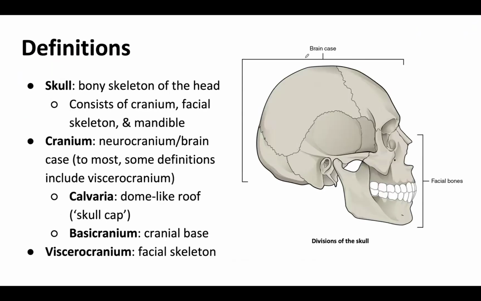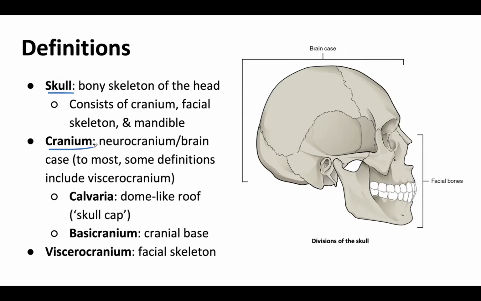So we've all heard the words skull and cranium before, but do we really know what it means? The skull, you probably do. It is the entire bony skeleton of the head. So that includes the cranium, the facial skeleton, and importantly, the mandible, or the jaw. The mandible is another word for the lower jaw.